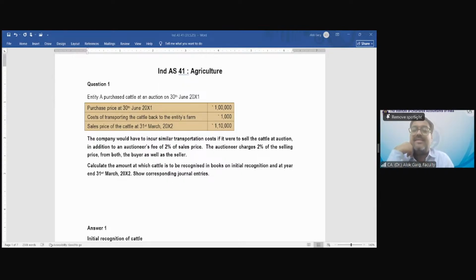So you have recognized the cattle at 97,000 rupees. Now, at the reporting date, the value of the cattle becomes 1 lakh 10,000 rupees. Yes. So what is the amount at which the cattle is going to be measured on the reporting date? It is again fair value less cost to sell.